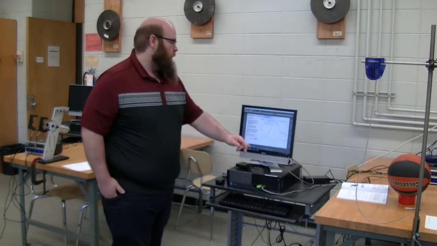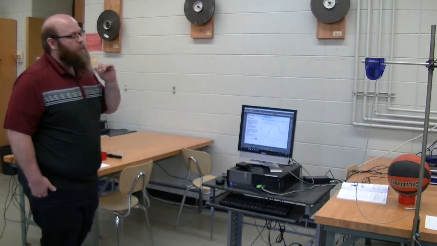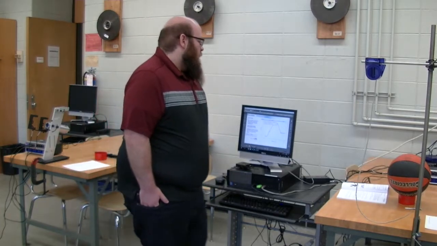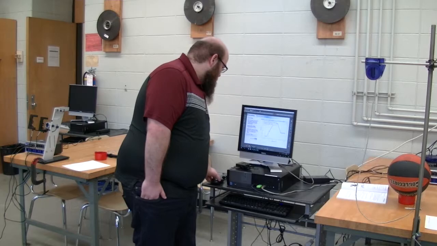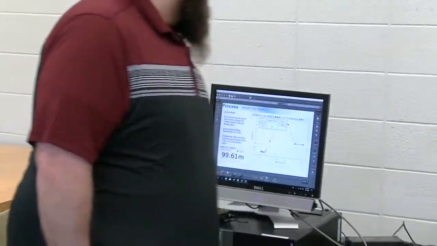As the position increases, I need to move back farther away from the sensor, and as it decreases, I need to move closer to it. We're just going to see how this goes. So I'm going to hit record. I can see where I am right now, so I'll get in position, and then I'm going to start moving.